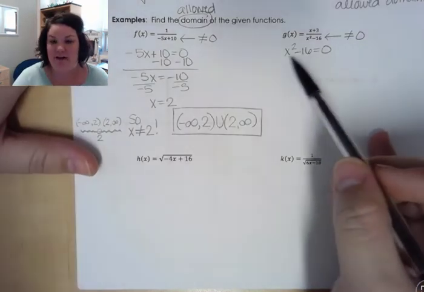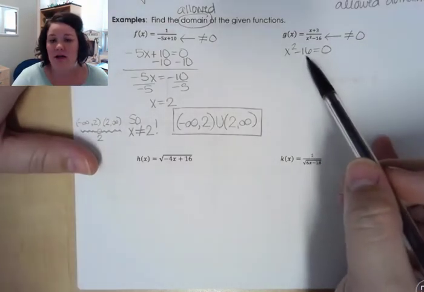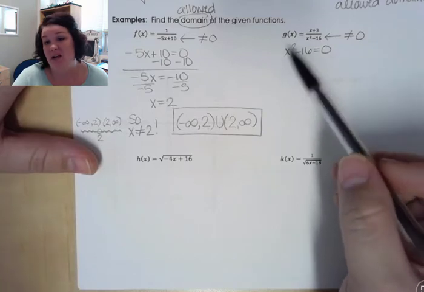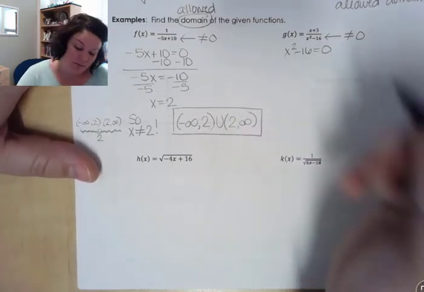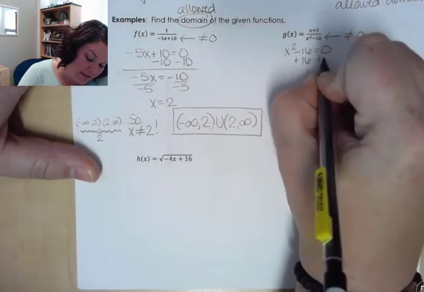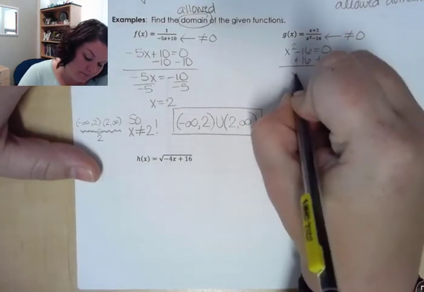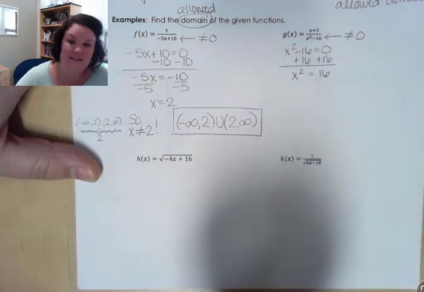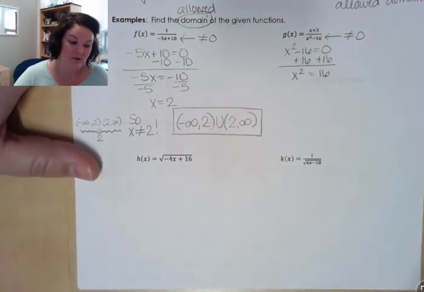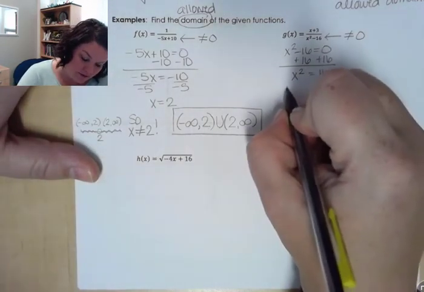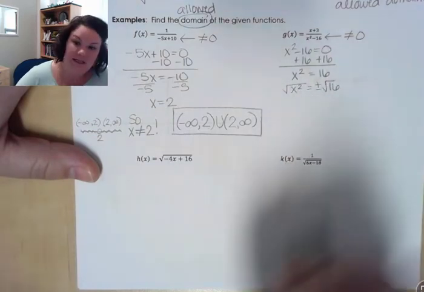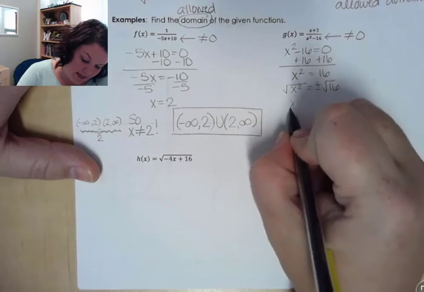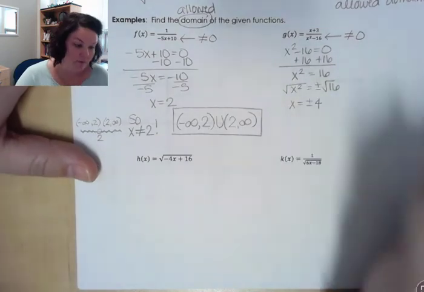Now, I could go ahead and factor this as a difference of squares and solve it that way, but since I only have an x squared term, I don't have an x term, I'm going to go ahead and solve this by using the square root property. So I'm going to move my 16 to the other side. So I have x squared is equal to 16, and then I'm going to take the square root of both sides. So the square root of x squared equals plus or minus the square root of 16, which means that x is equal to plus or minus 4.